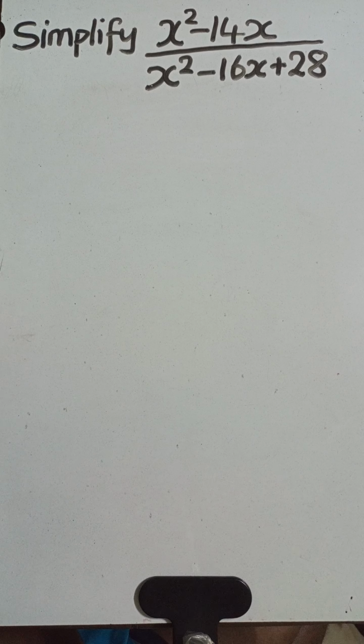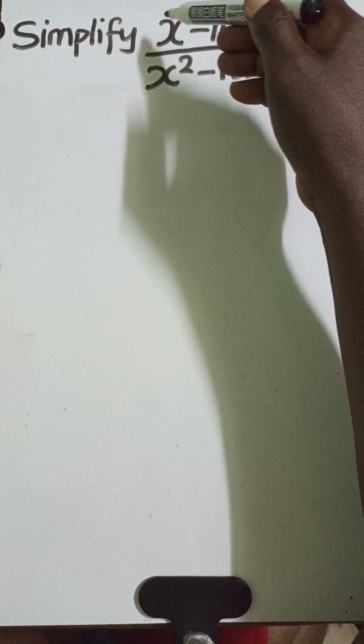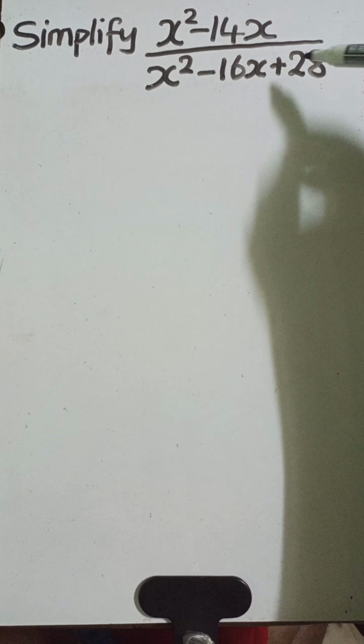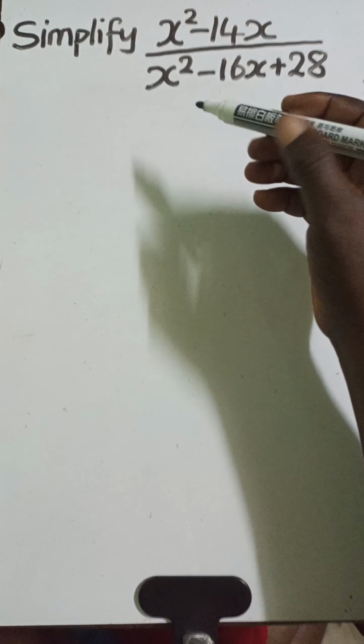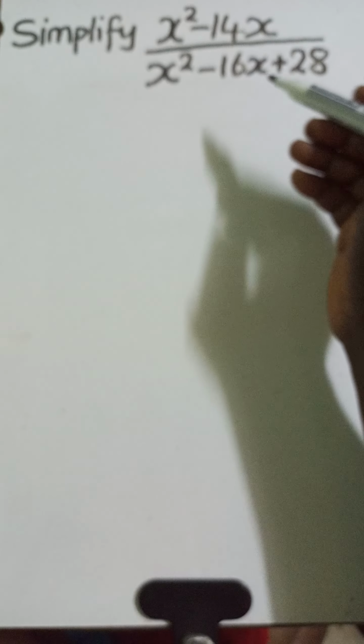Can we simplify this rational expression made up of two quadratic expressions? If we look at the numerator, it's a quadratic expression because the degree of the variable is 2. And the denominator is a quadratic expression because the degree of the variable is also 2. Remember, degree is the highest power of the variable.